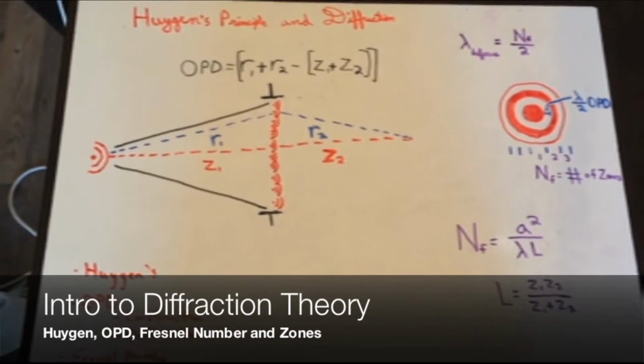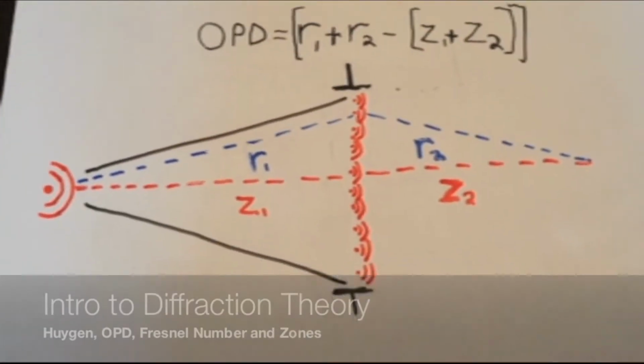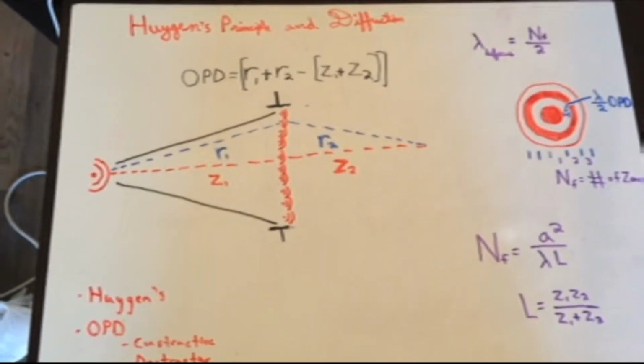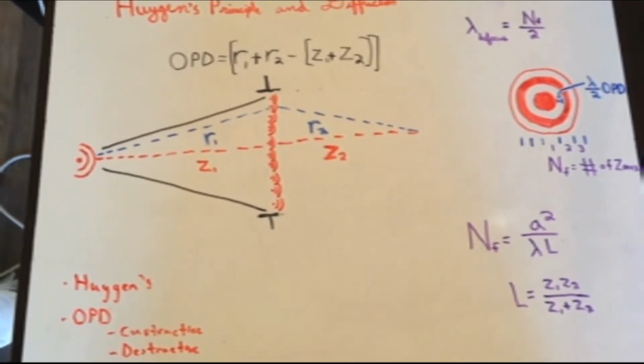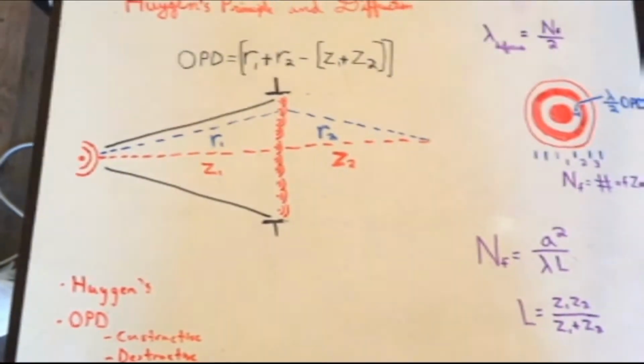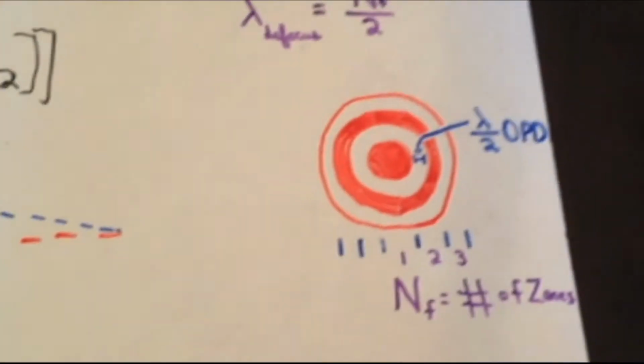Huygens' principle states that a wavefront can be represented by an infinite number of point sources propagating outward with spherical wavefronts. These waves interfere and create a diffraction pattern. The constructive or destructive nature of the diffraction pattern is dependent on the optical path difference. Each Fresnel zone represents a half wave of defocus within the system.